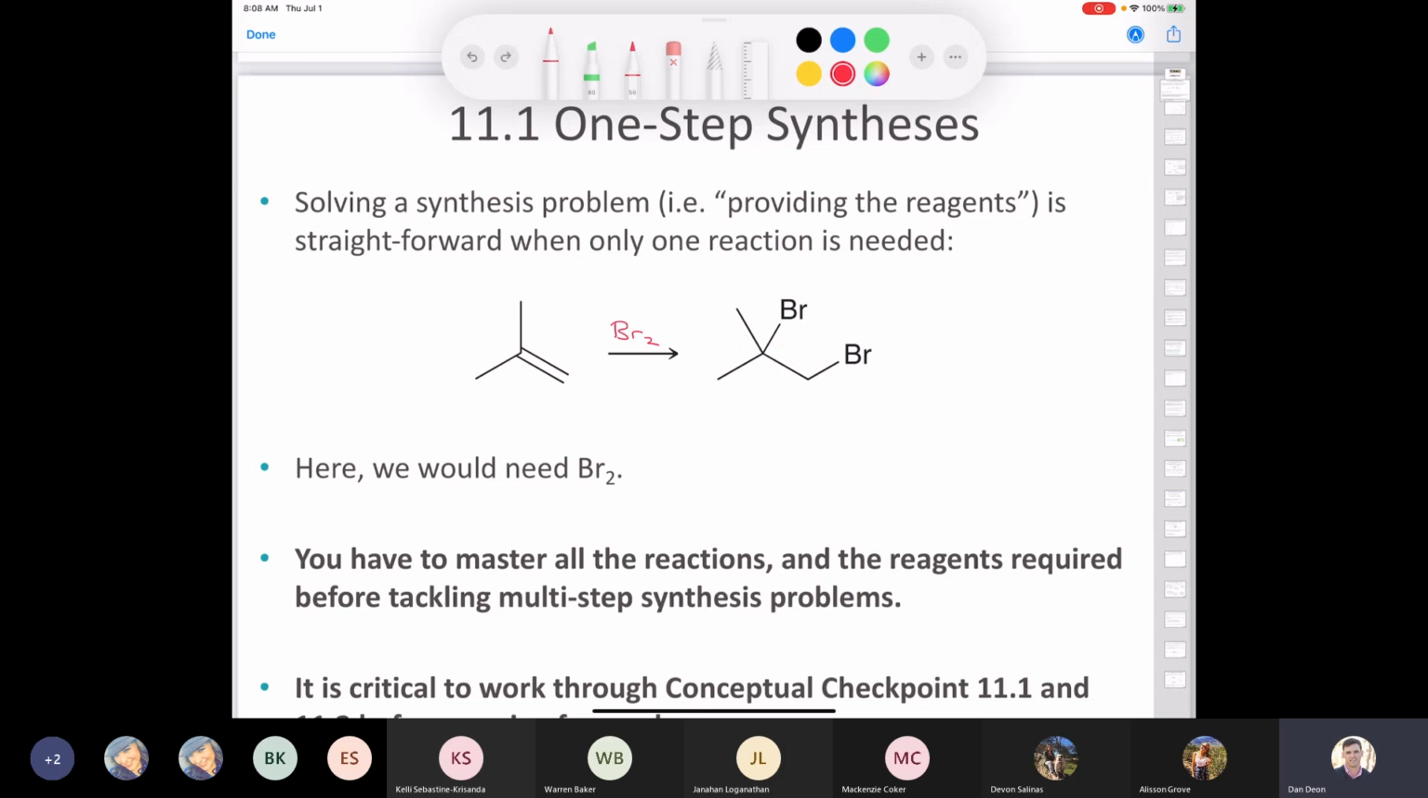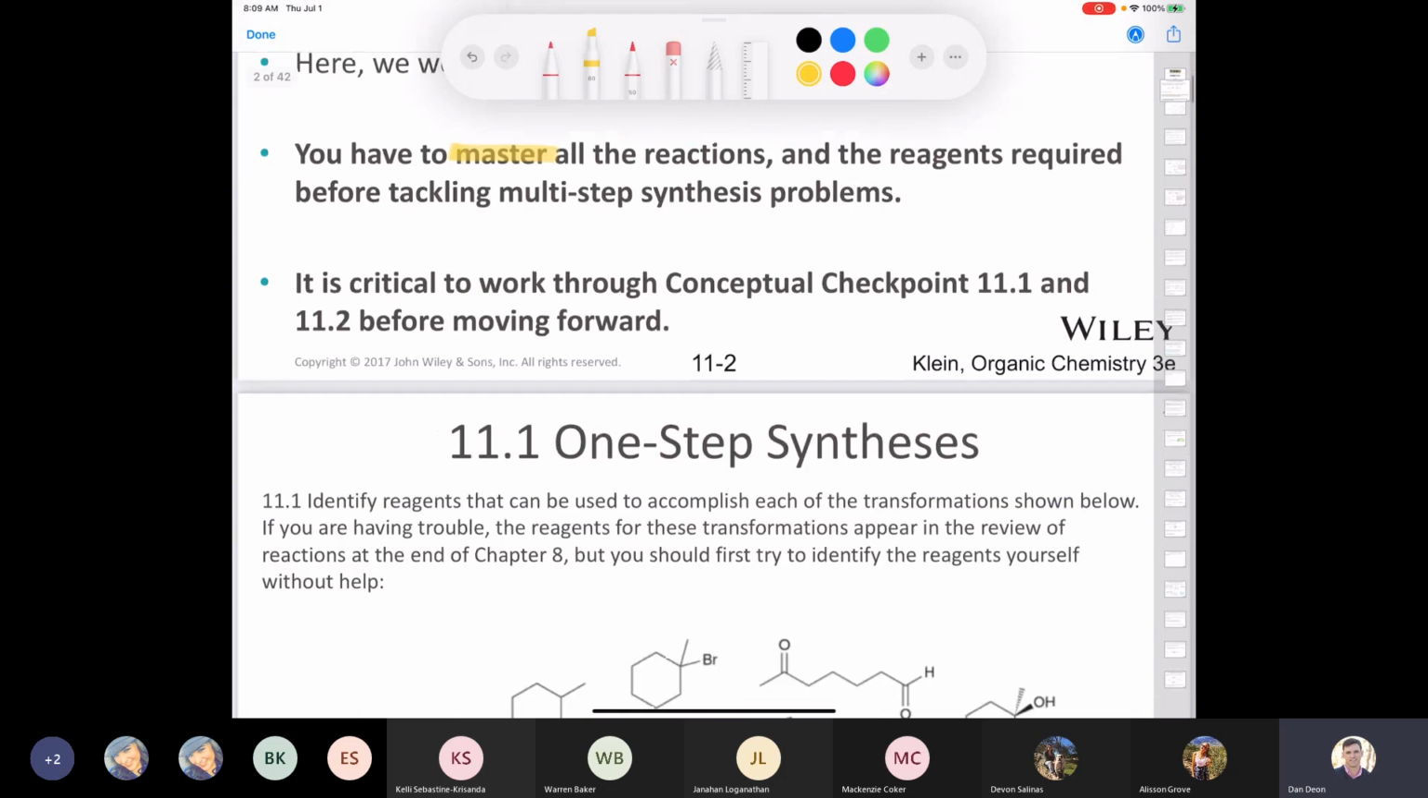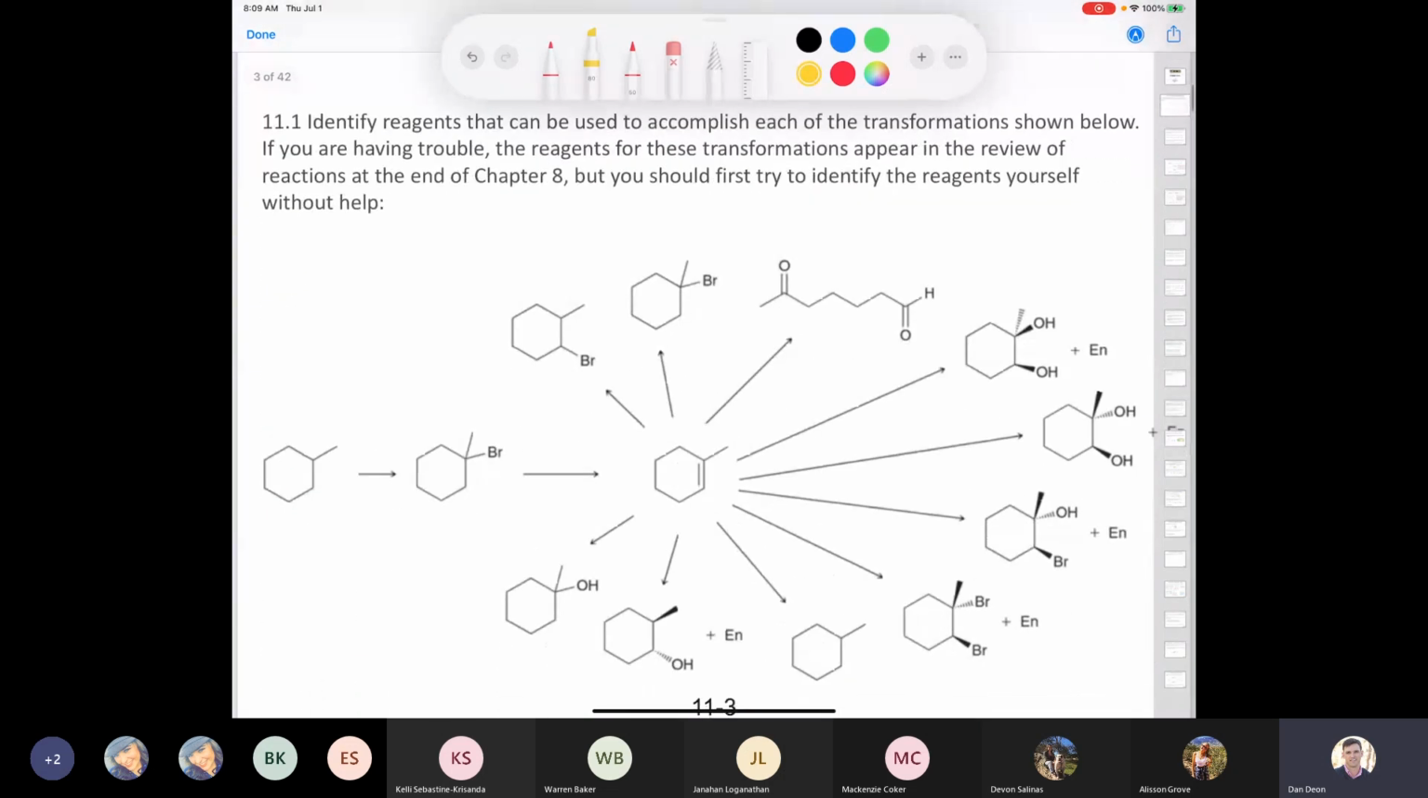But as you've seen many times in this class, you have to master all of these reactions and the reagents required before you can really get into hardcore, multi-step problems. And is it challenging to do? Of course. Absolutely it is. And so it's a good idea to tackle problems like this one here.